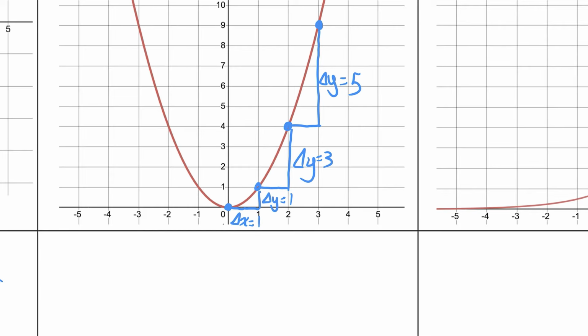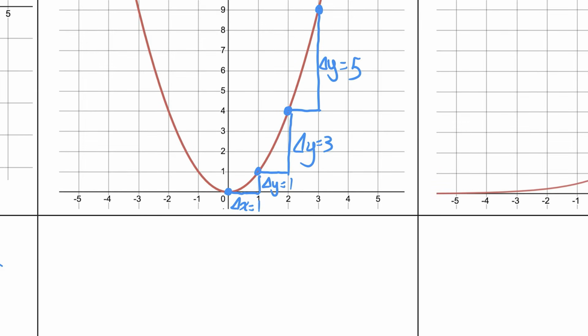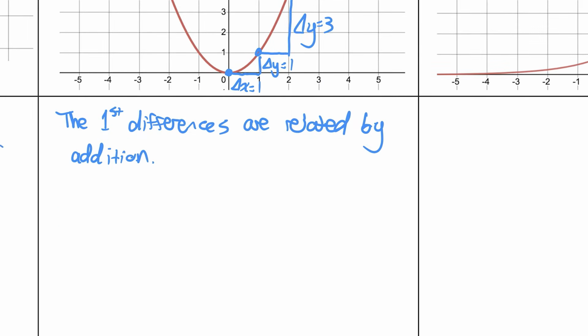So they're not constant, but notice there is a relationship between those differences. They're related by addition. They have a difference of 2 between each of them. So if I were to calculate the second differences, the differences in all of those differences, they would all be 2. I'll say the first differences are related by addition, and the second differences would be constant.